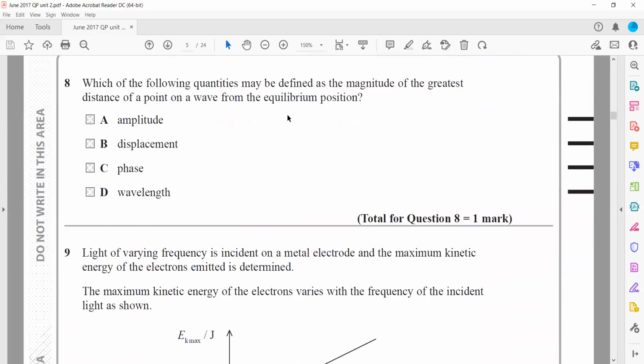Which of the following quantities may be defined as the magnitude of the greatest distance of a point on a wave from its equilibrium? So the maximum distance from the mean position or equilibrium position, that is what we call amplitude. Because that's the maximum distance from the mean position or equilibrium position, what is known as amplitude. So this is actually the definition of amplitude.